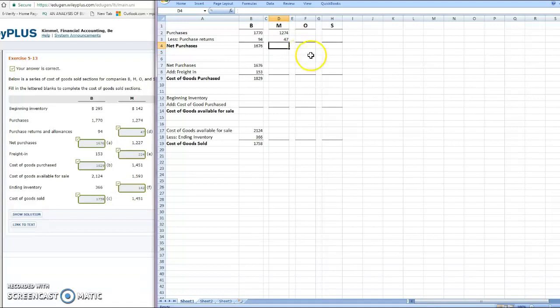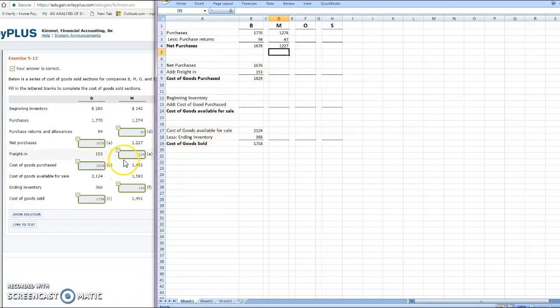A good way just to double check I like to do is, now that we've figured this 47, just go ahead and refigure your formula and see if you come up with the correct amount of net purchases. So we take our purchases minus our purchase returns, and we get the 1,227. I just like to do that just to double check and make sure that I've plugged in the right numbers in my formulas.